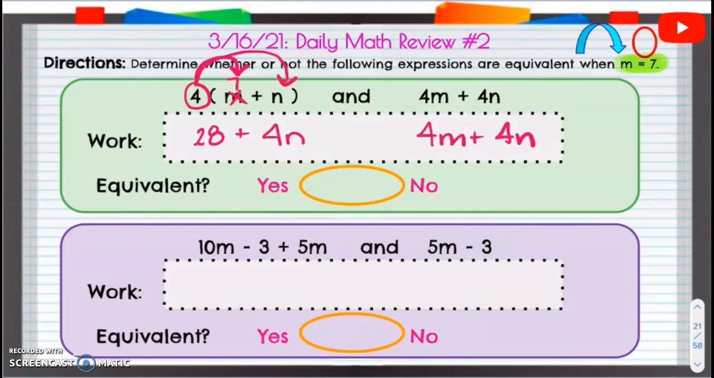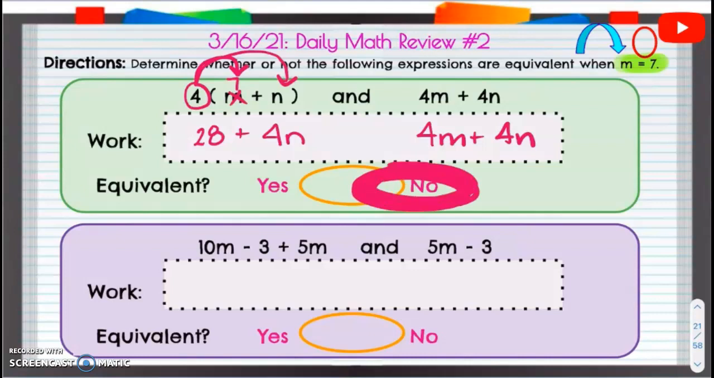You cannot combine them because you cannot put monkeys and narwhals in the same playpen. That will not work out. So is 28 the same thing as 4m plus n? No, that's not going to be equivalent. So we're going to circle no over here.